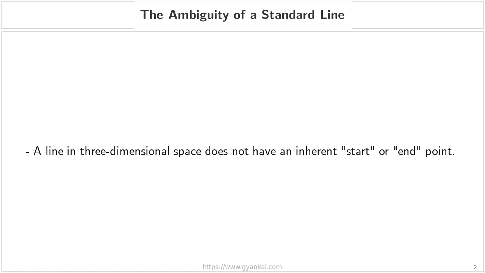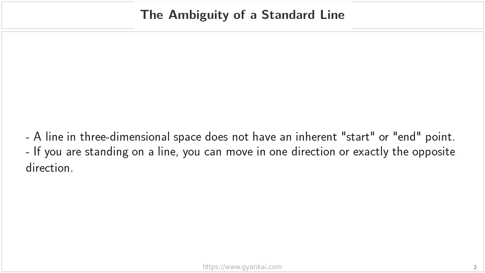The ambiguity of a standard line. Now, let's look at slide 2, where we explore why we run into a bit of a problem with a standard line. Think about a line in three-dimensional space. Unlike a line segment, a geometric line doesn't have an inherent start or end point, it just goes on forever. Because of this, if you were standing anywhere on that line, you could choose to move in one direction, or you could turn around and move in exactly the opposite direction.